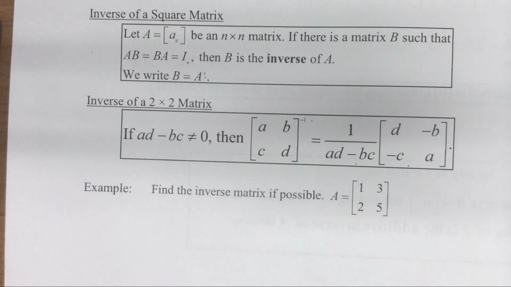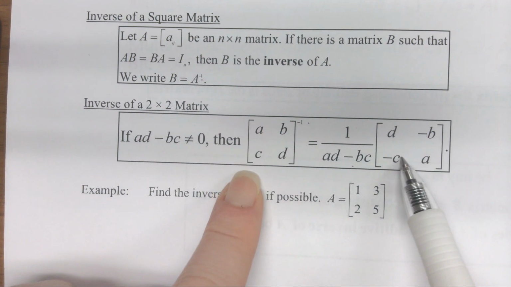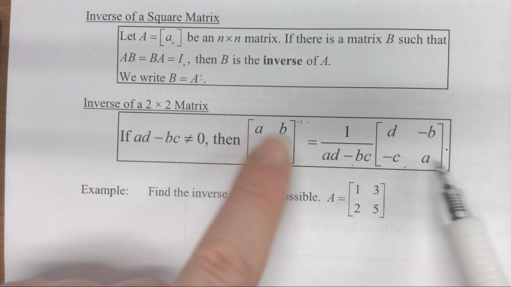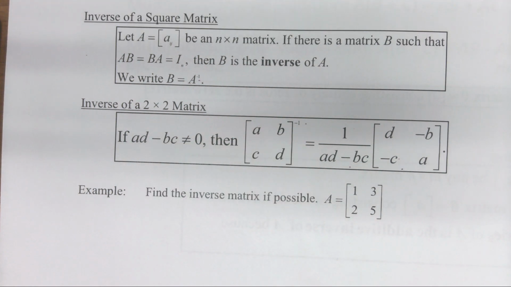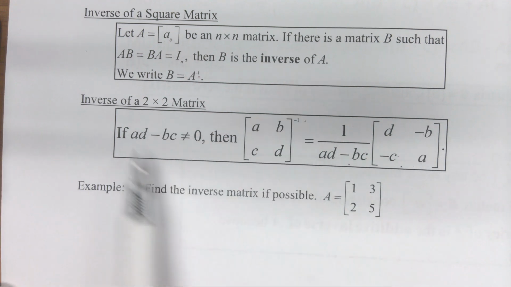B and C are the same spot, but they're just negative. And what do you notice? Do you see how A and D are just switched around? Okay. Again, you don't have to memorize it, but that's where that new matrix comes from. Don't forget this. This right here, did I write it down anywhere?